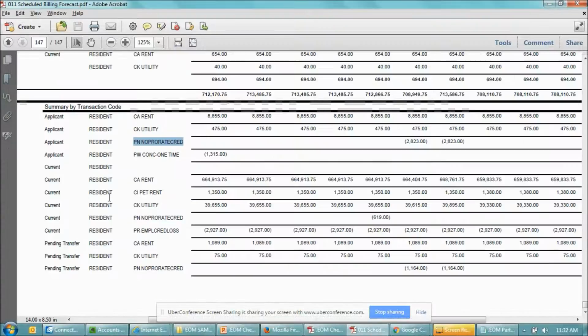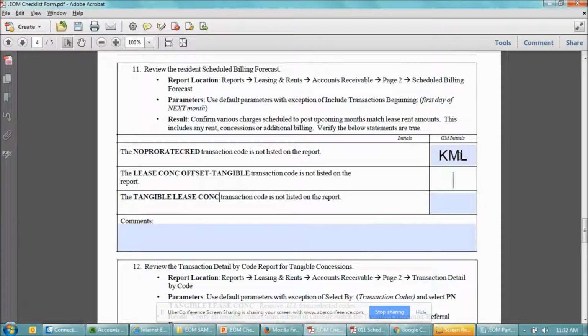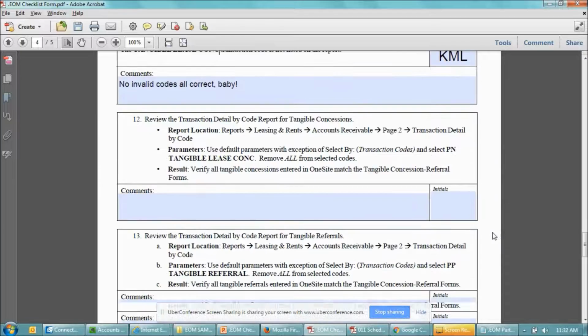And so once we've confirmed those codes are not here, or if they are here, making the adjustments in scheduled billing, then we can initial those and say no invalid codes. And all correct, baby. And capitalize your last name. And then number 12.